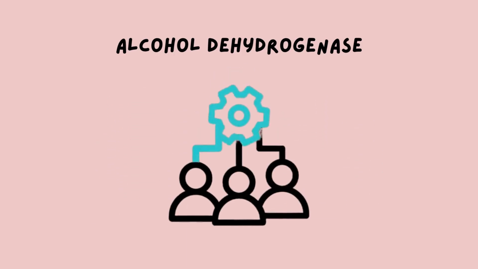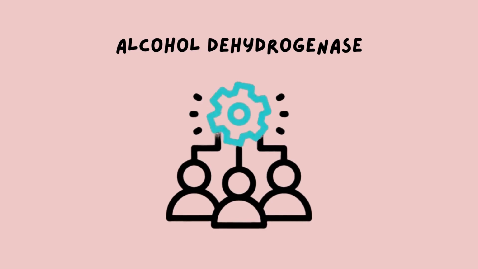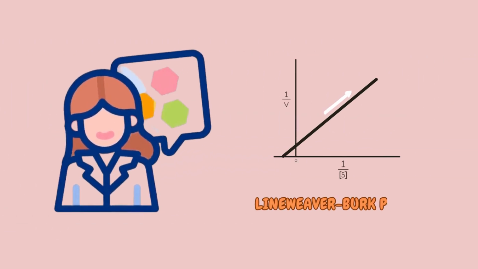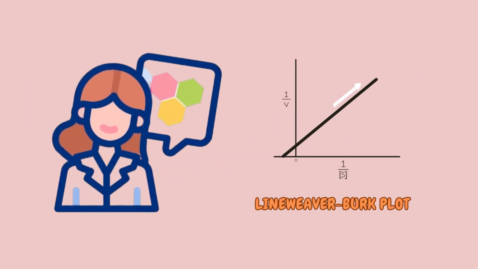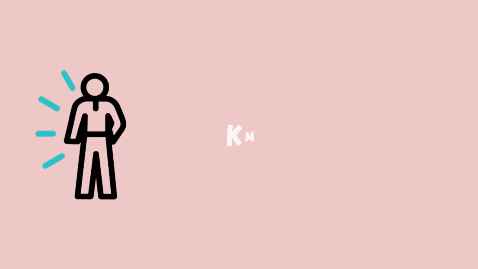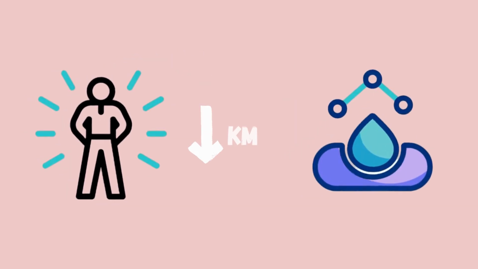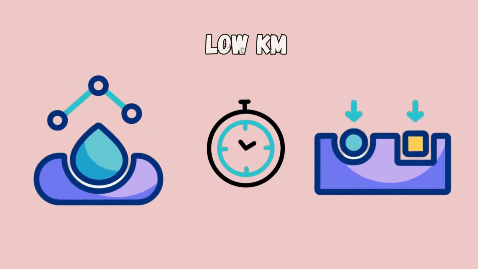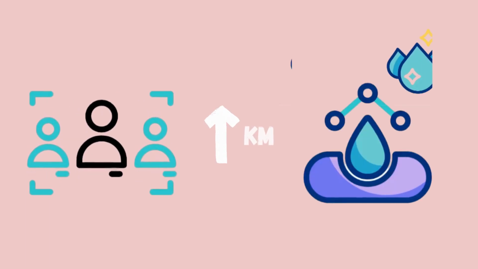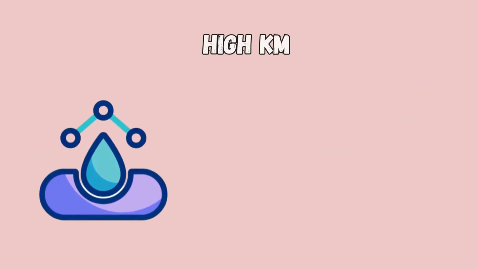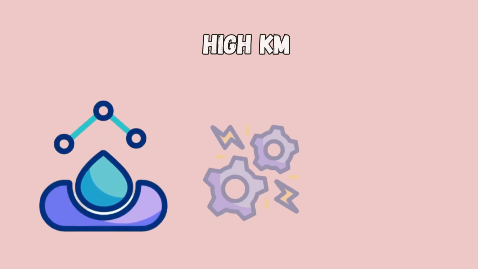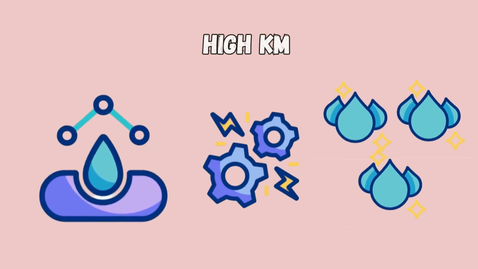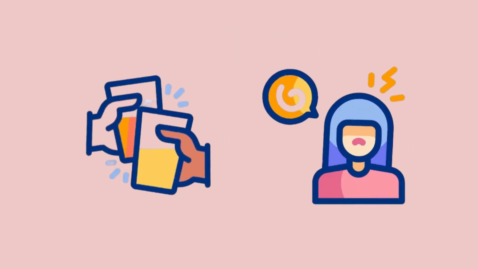But not everyone's alcohol dehydrogenase enzyme works the same way, so scientists use the Lineweaver-Burk plot to figure out how efficiently different people process alcohol. Some people have a low Km. That means the enzyme binds alcohol quickly, even when there's not much of it, so the enzyme kicks in fast and easily binds the substrate. Others have a high Km, meaning the enzyme needs more alcohol to get going, so it's slower to respond. Thus, the enzyme struggles to bind unless substrate levels are high. This can explain why some people feel the effects of alcohol faster or stronger than others.